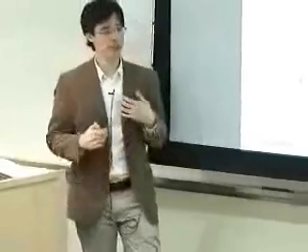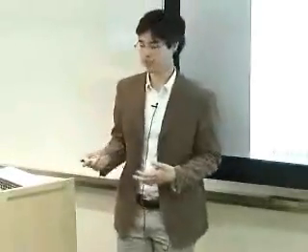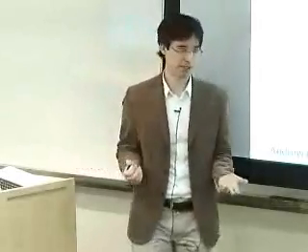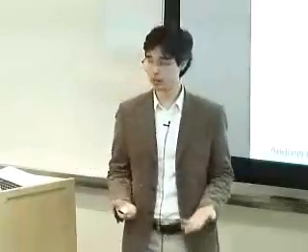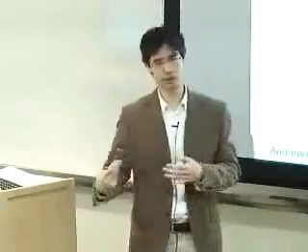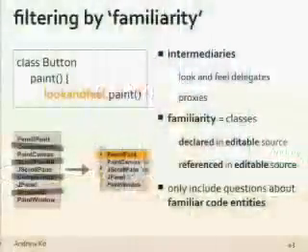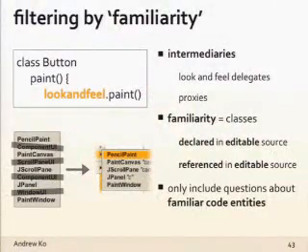There are a few issues that span generation of questions that are important, and they all have to do with filtering, because as you might expect, there could be a lot of questions that we could generate from source code. How do we decide which ones to put in? How does the tool decide which ones to leave out? One way to do that is by a notion of familiarity.